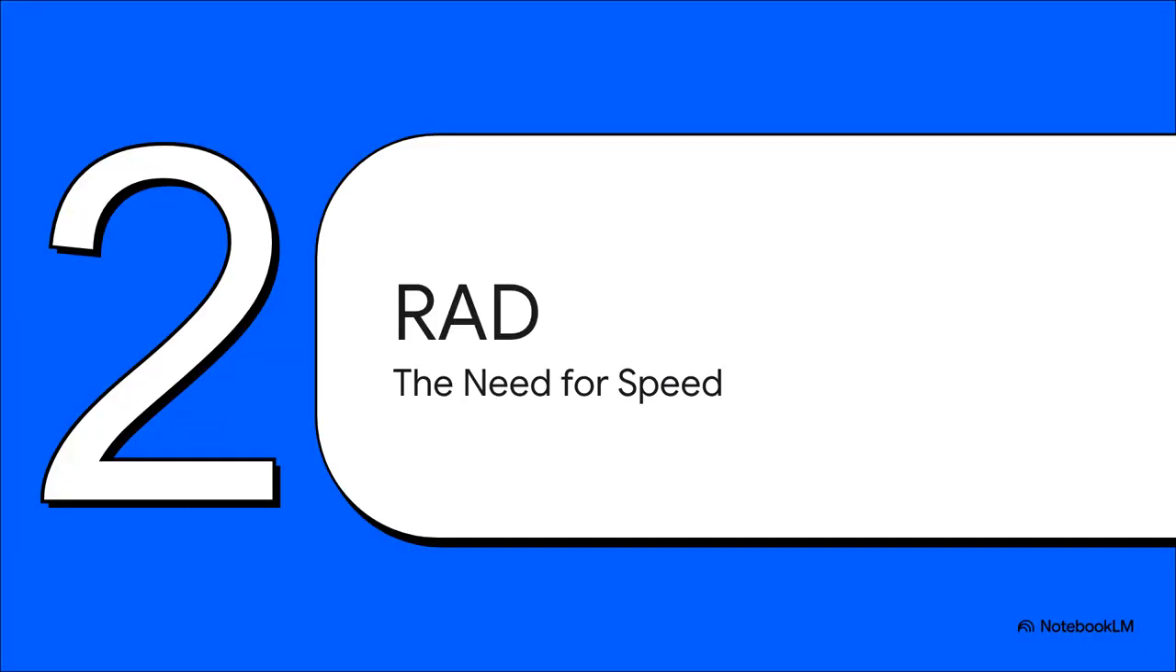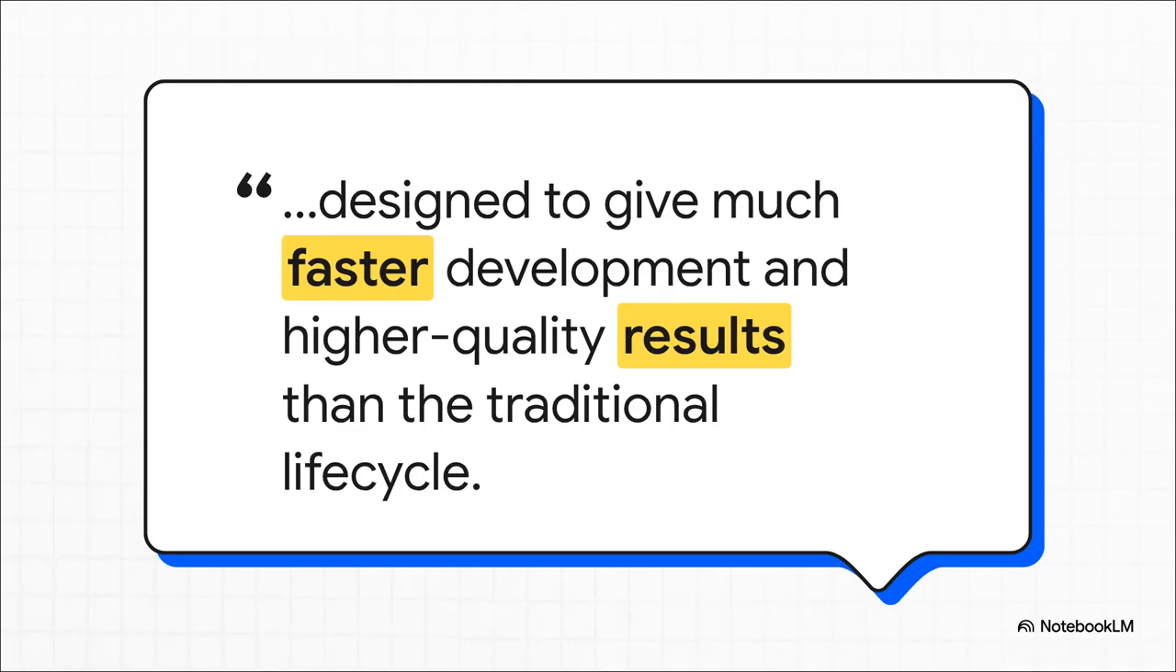Okay, let's do a complete 180. If the spiral model is our cautious planner, then our next model is all about the need for speed. Say hello to RAD, or Rapid Application Development. You gotta love the origin story for this one.